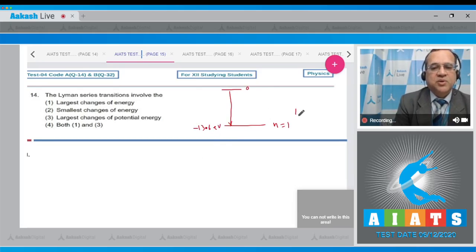And what about the potential energy? The potential energy on this level is minus 2 into 13.6 electron volt, which is double of this one. So maximum change occurs when it jumps from here to here, then in other series like Balmer or Brackett series. So largest change in energy is there, and the largest change of potential energy occurs there. Therefore the correct answer is option number 4.